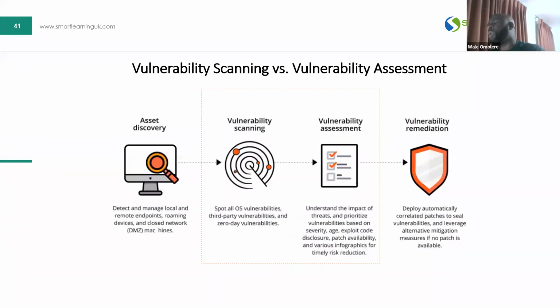So scanning spots all the OS vulnerabilities, third-party vulnerabilities, and zero-day vulnerabilities. Assessment: understand the impact of the threat, prioritize the vulnerabilities based on severity. I want you to know that prioritization could be based on severity, it could be based on age, it could be based on exploit code, disclosure, patch availability, and various infographics for timely risk remediation. I'm still going to come back to this later and explain it. I just want you to note that when you're prioritizing how you will fix a problem, there are so many things that you have to take into consideration. These are also interview questions.